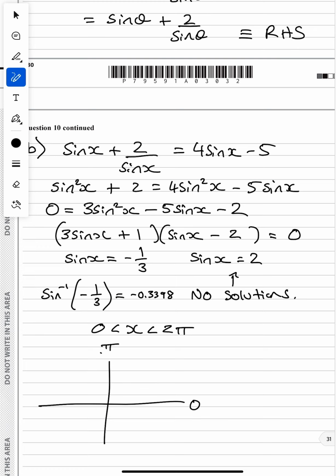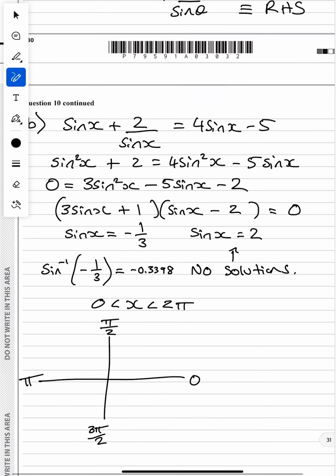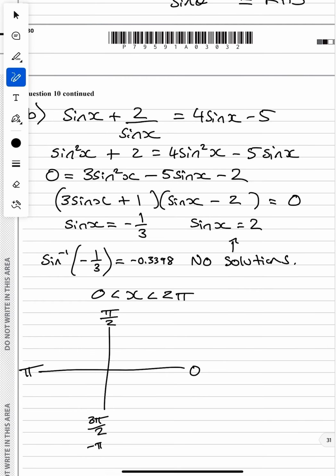0, pi over 2, pi, 3 pi over 2, and with negatives, this would be negative pi over 2 going backwards here. C-A-S-T. So negative 0.3398 is less than 0 and greater than negative pi over 2. So I know it's in this quadrant here. It's between 0 and negative pi over 2. So this angle here is 0.3398. That's when sine is negative in this quadrant.